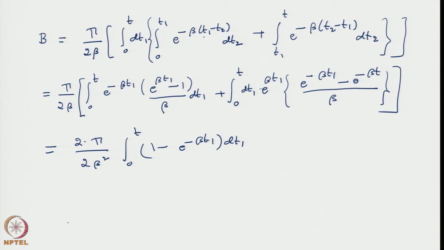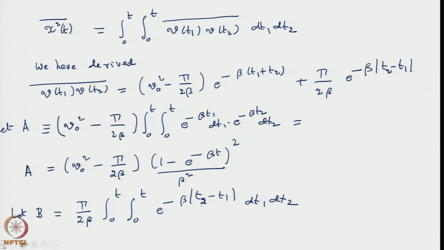So, now when we compare, which of course is easily integrable, it comes to gamma by beta square, this is t minus 1 minus e to the power minus beta t by beta. One should be careful to put the brackets at the right places. So, now if you combine B and A, we had our A which was a square term here, complete square, and we have a B now. So, our result is basically A and B together.